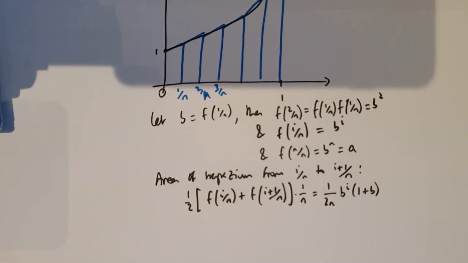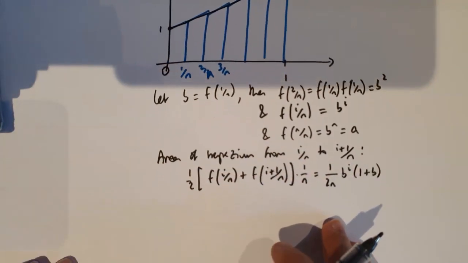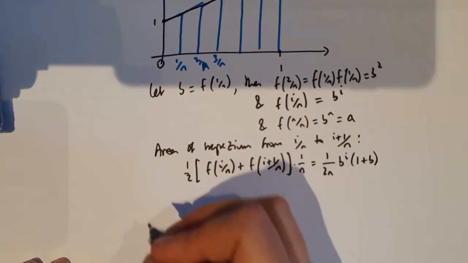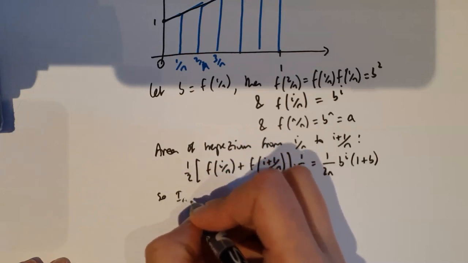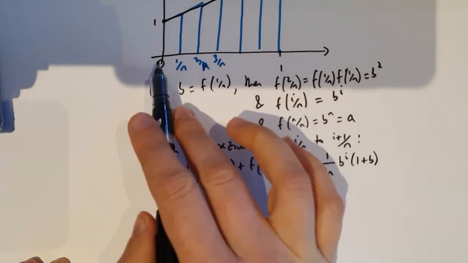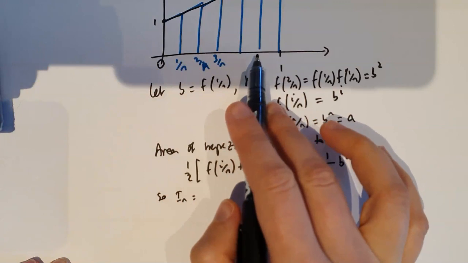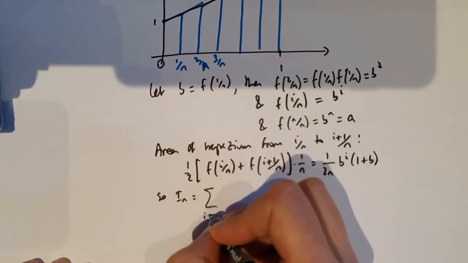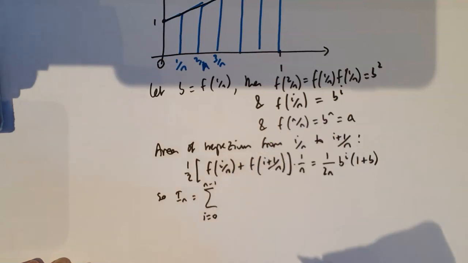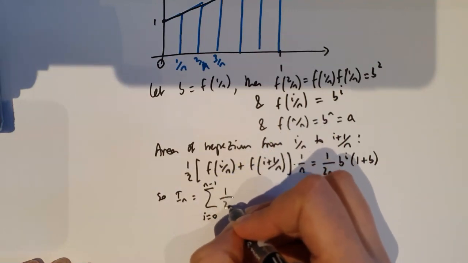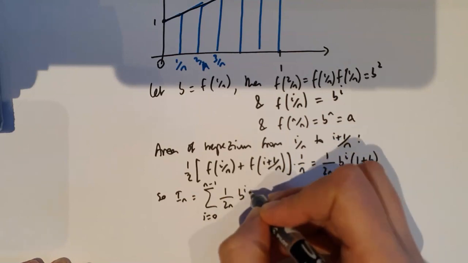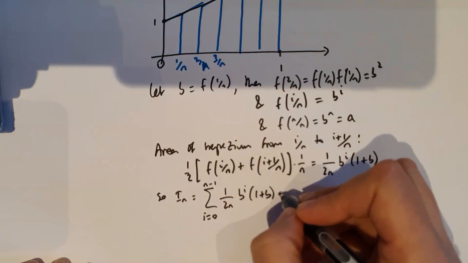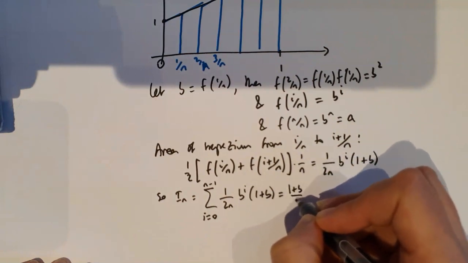So by the trapezium rule, I say that very grandly, I'm just using the area of this trapezium and adding them up lots. We're going to add for each of these, so i is going to go from 0 to n minus 1. So this is going to give us the sum from i is 0 to n minus 1 of 1 over 2n, b to the i, 1 plus b. I'm going to pull out 1 plus b over 2n at the front, because that's constant.